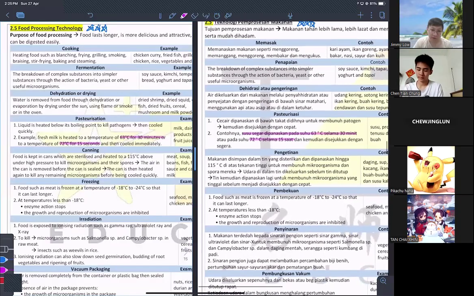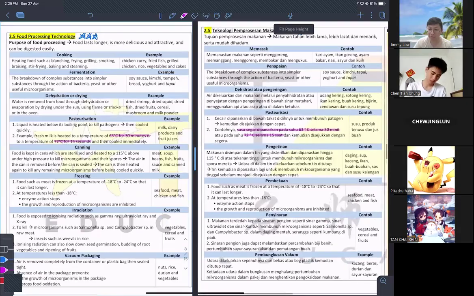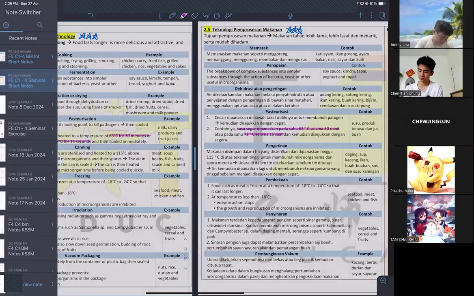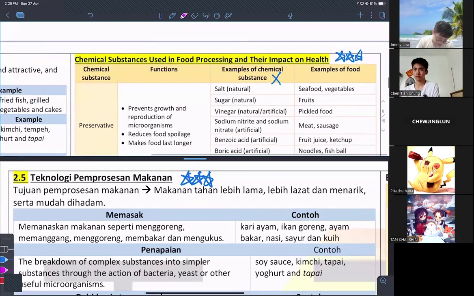All right, so the rest, you read through, you get the concept, you know the examples of food, then you can deal with the questions already. If the question asks you why you do canning, blah blah blah, you explain. Okay, so then the next one will be this one.